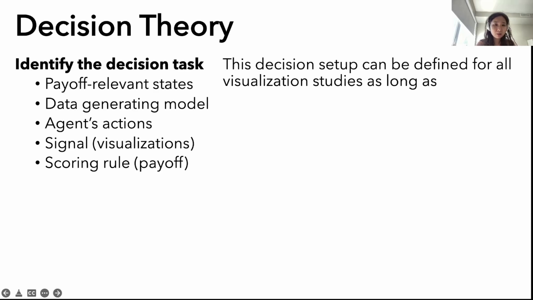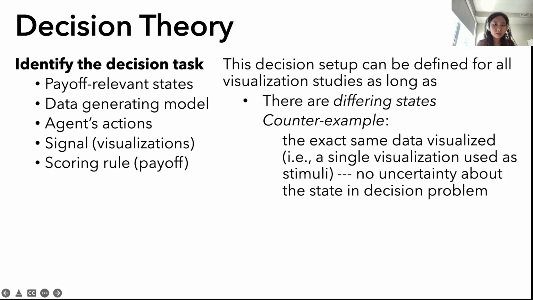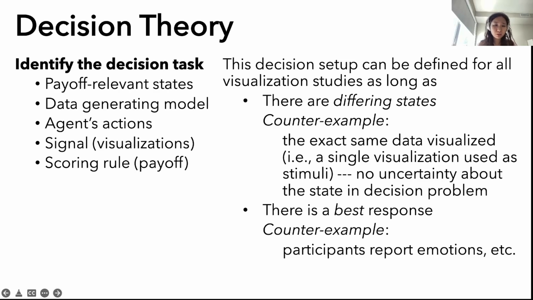And this setup can be defined for all visualization studies as long as 2 conditions are satisfied. First, the payoff relevant states differ across trials. One counterexample is when the exact same data is used for visualization, meaning a single visualization is used as the stimulus in the experiment. So there is no uncertainty about the state in the decision problem. Another condition is that there is a best response that's mathematically best. One counterexample is when people are asked to report something subjective, like emotions.